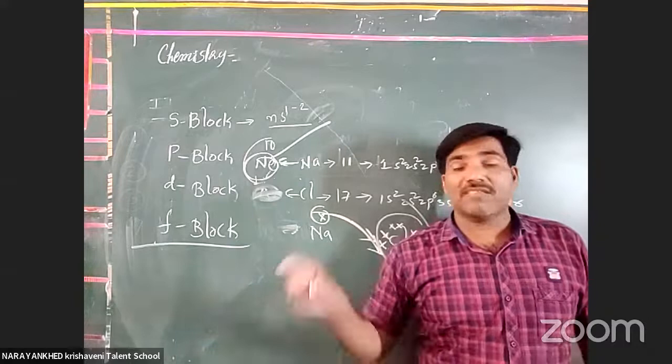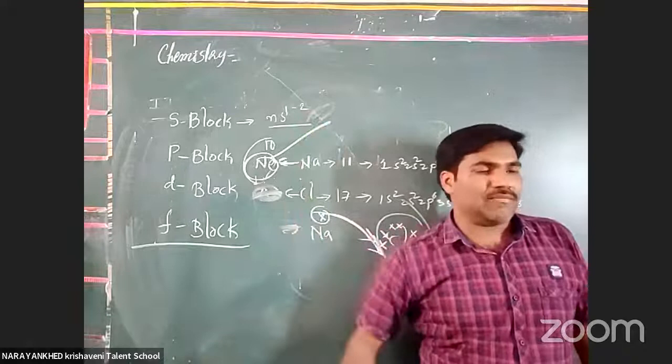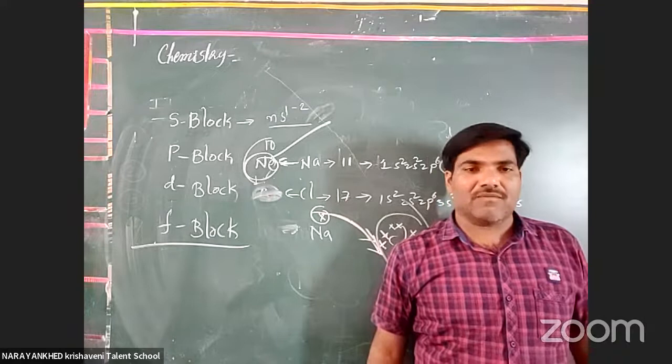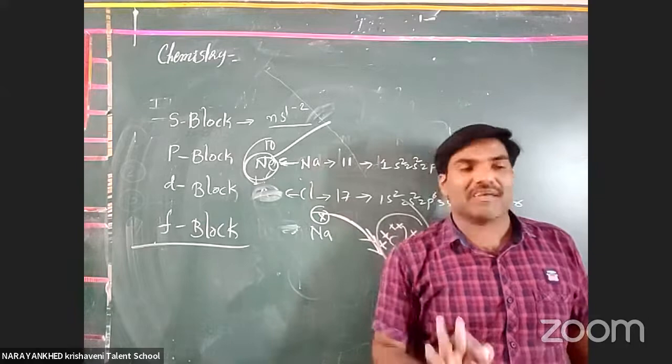This nature, the transferring of electrons from one atom to the other atom, is called what? Ionic compound. This is called what? Ionic compound. In case sharing is there, it is called what? Covalent compound.